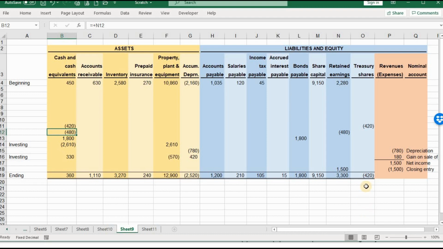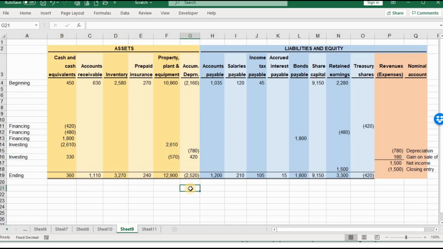Now, we're done with the transactions under the financing activity. So the cash flows from financing activity include the 1,800, which is a proceed from the bonds payable, the dividend payment of 480 pesos, and the purchase of treasury share for 420 pesos. So we have 3 transactions under the financing activities.